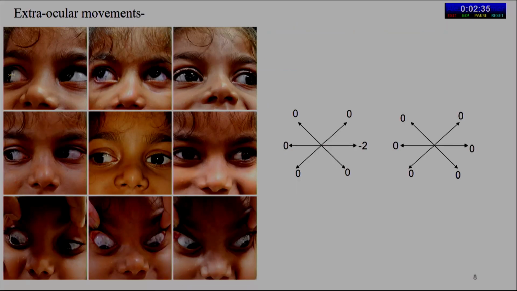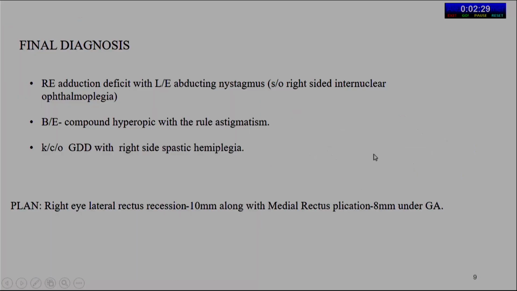On extraocular movements in the right eye, there was adduction deficit of about -2. So the final diagnosis in this case was right eye adduction deficit with left eye abducting nystagmus, which suggests right-sided internuclear ophthalmoplegia. And the patient has refractive error. So we planned right eye lateral rectus recession 10 mm with medial rectus plication 8 mm under GA.